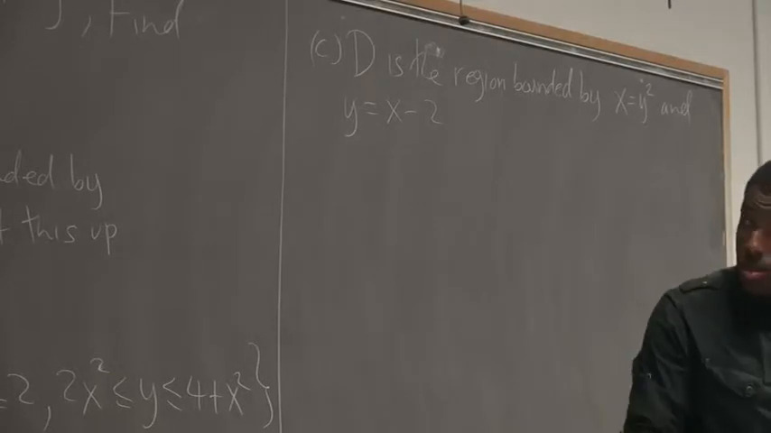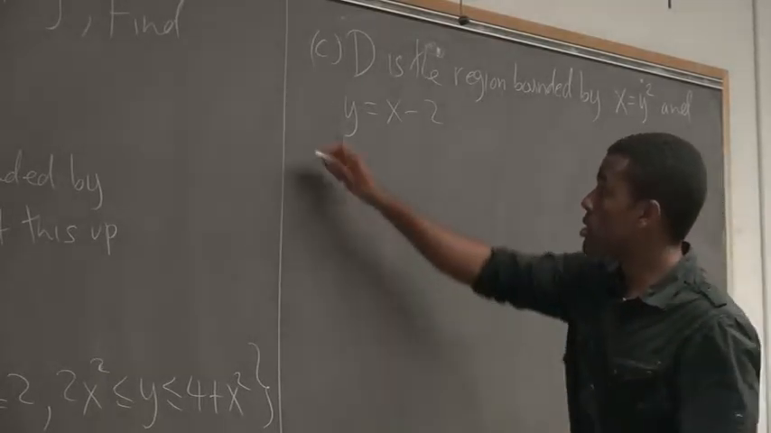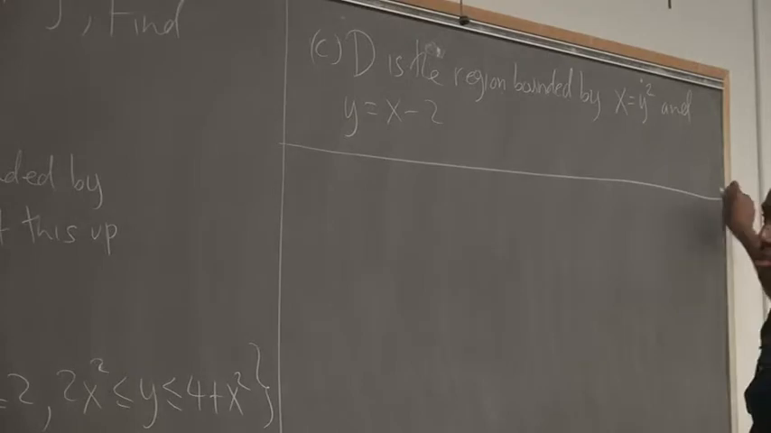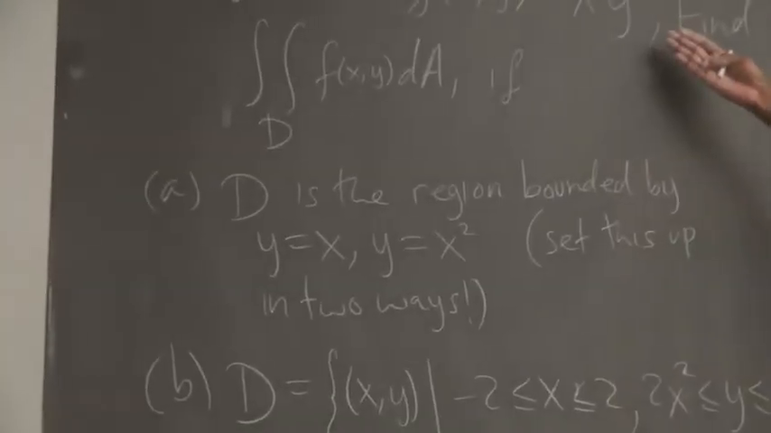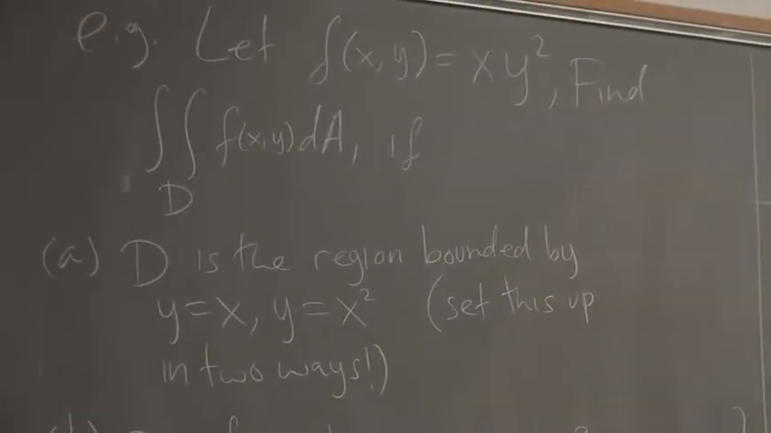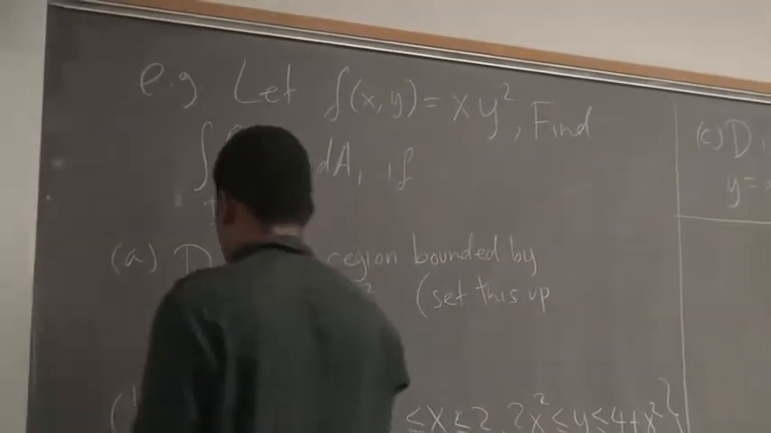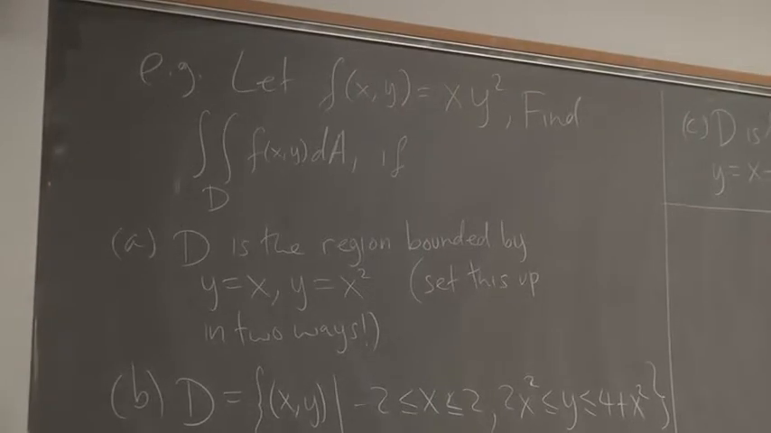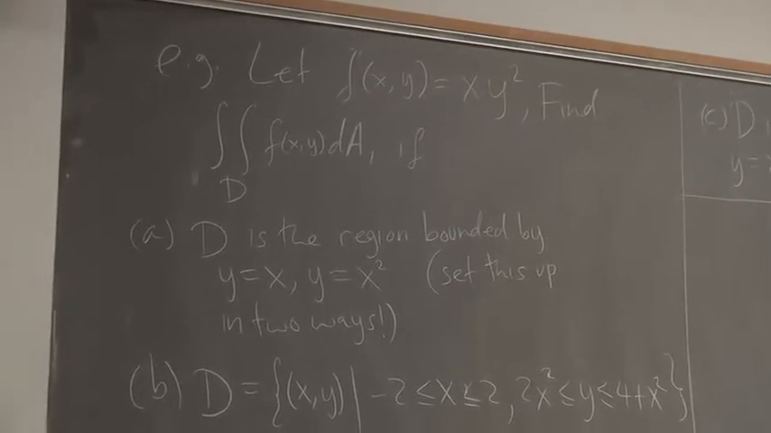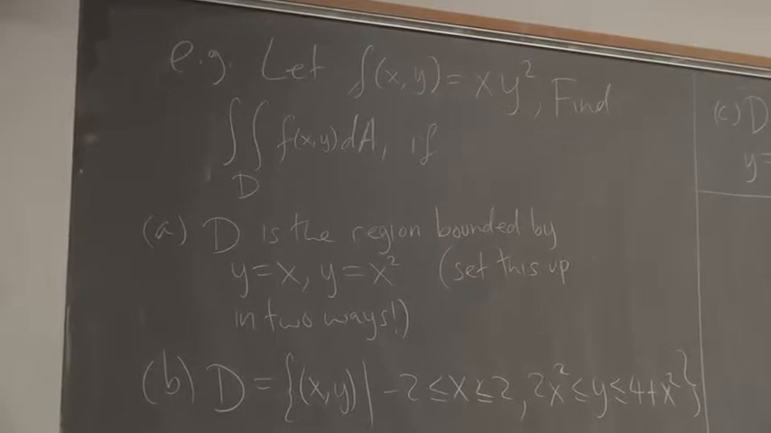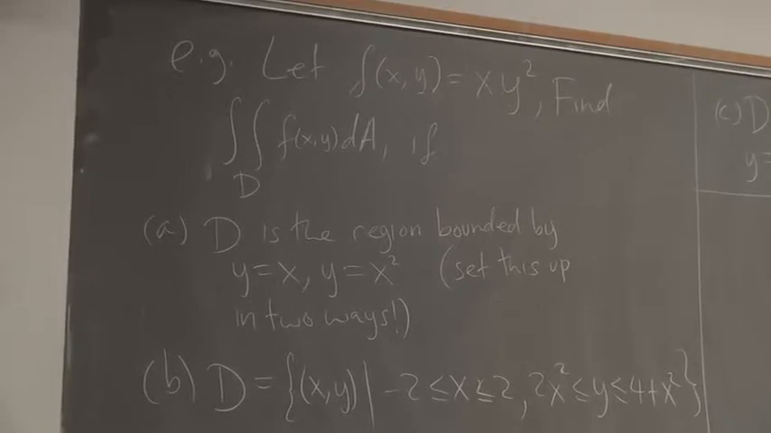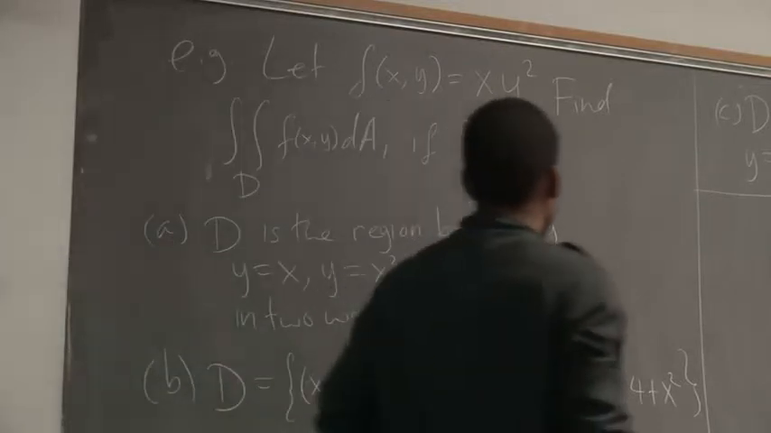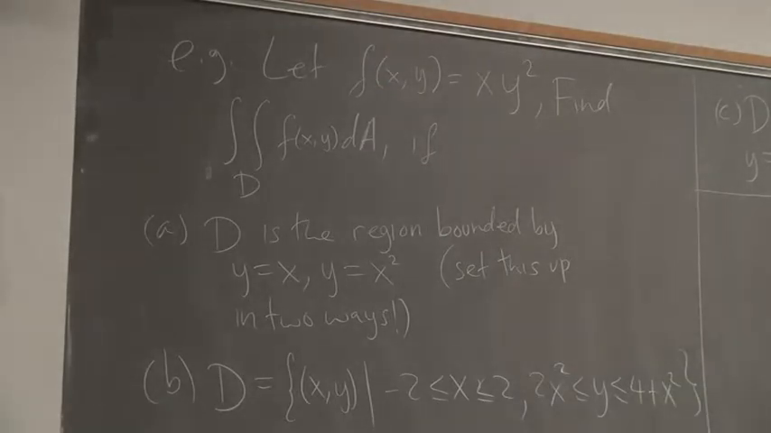Let's do that example first. So I want to integrate this function over these 3 different sort of regions. And this particular one I want to set up in 2 different ways. Okay, let me set up one way, the easier way, of course.